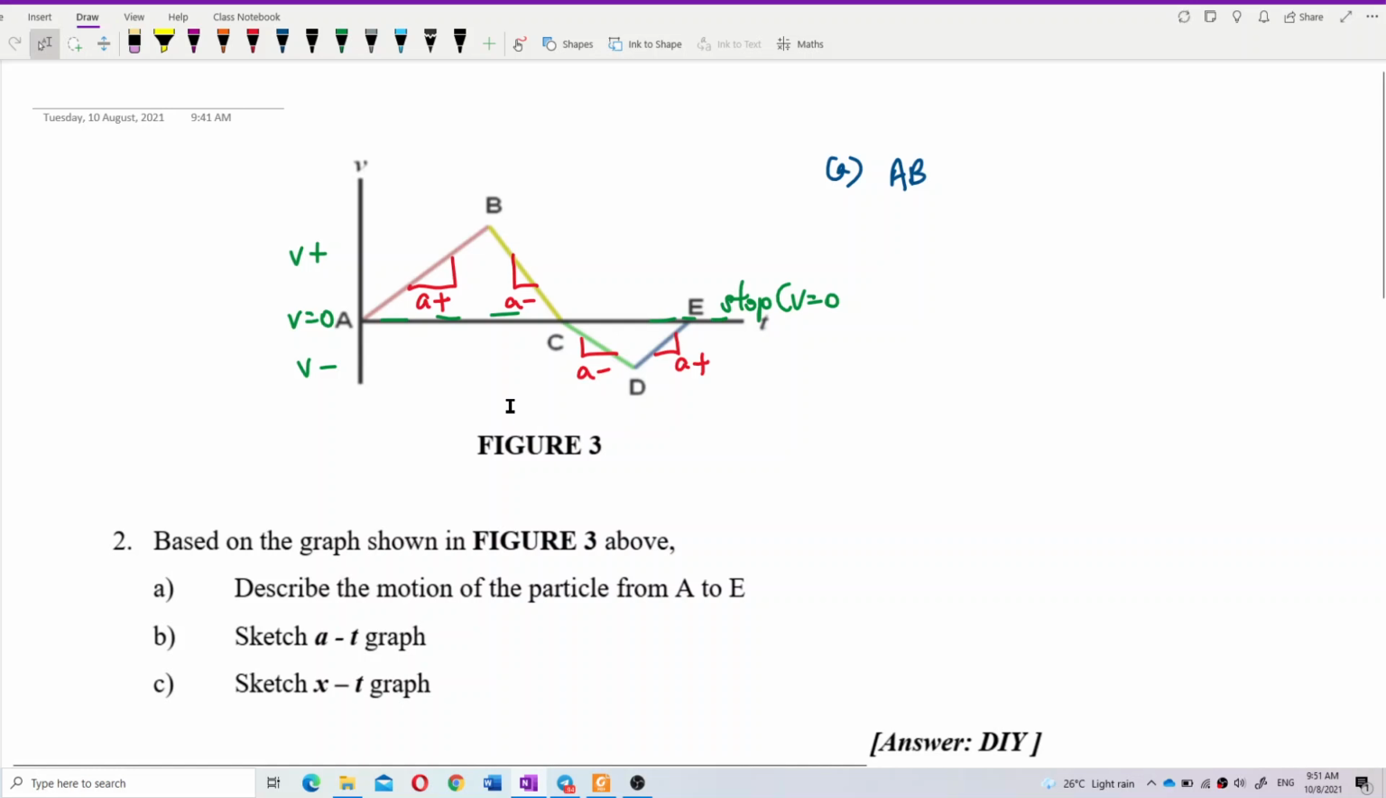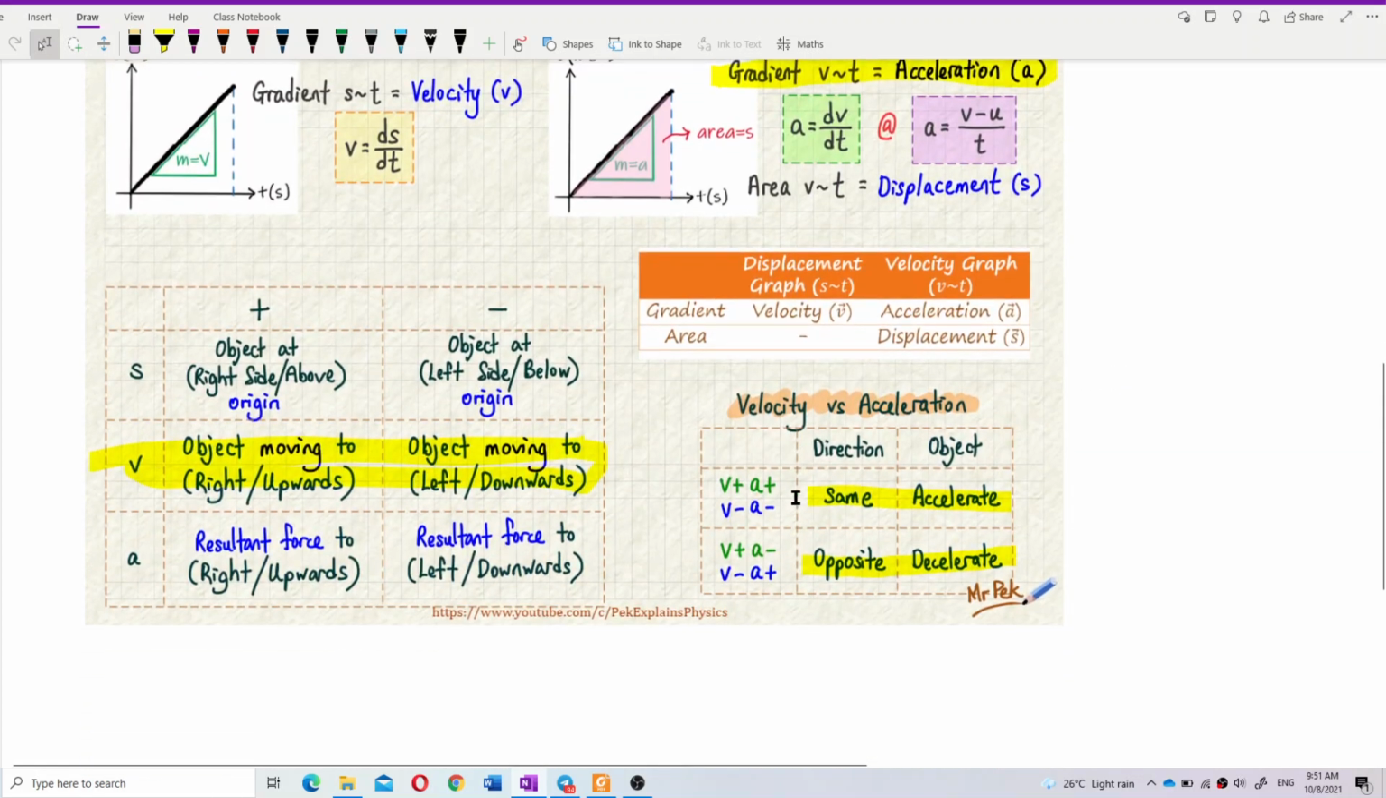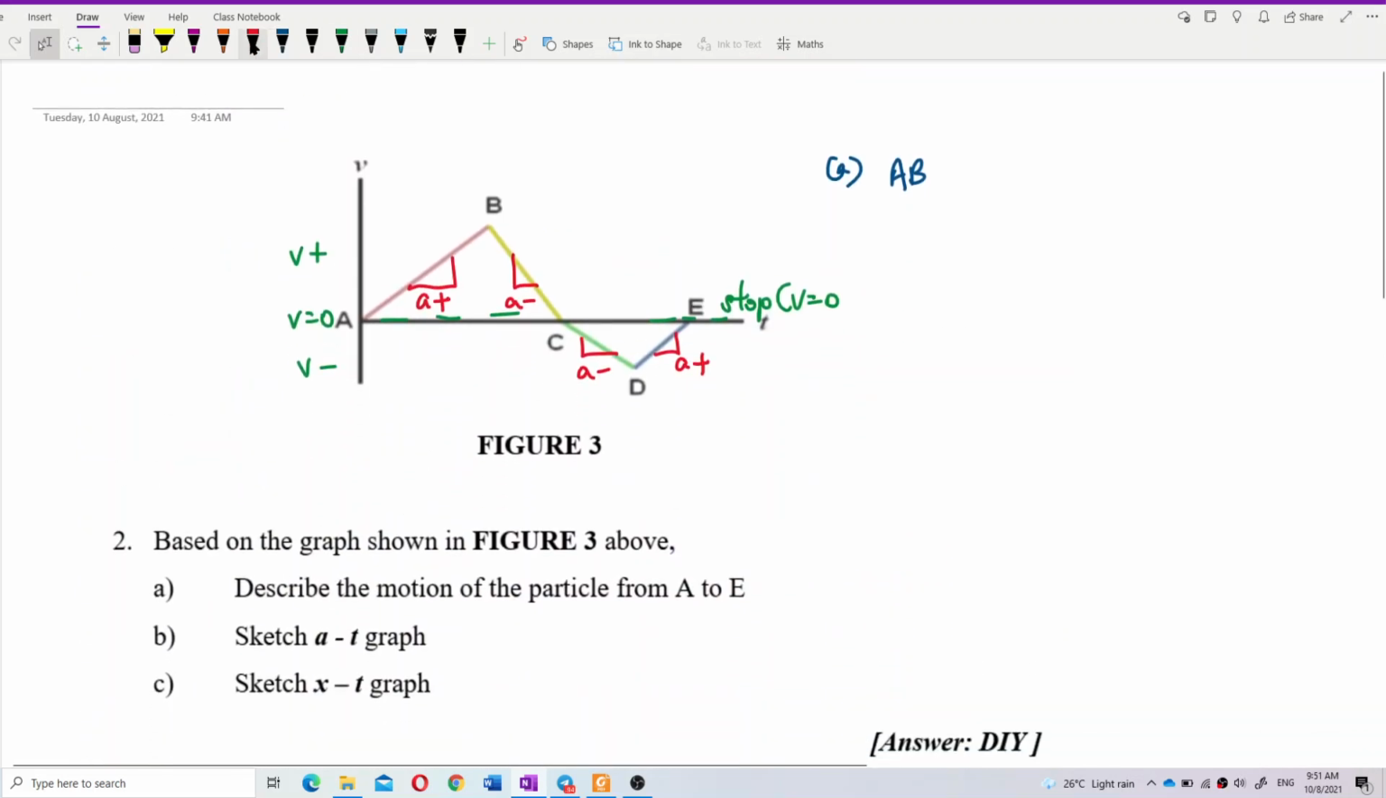One thing I want you to see here is that in part AB, velocity is positive and the gradient, acceleration, is also positive. So both positive. V positive, A positive, the same direction, so the object accelerates. Maybe I should use blue. This part is acceleration, or velocity increase.